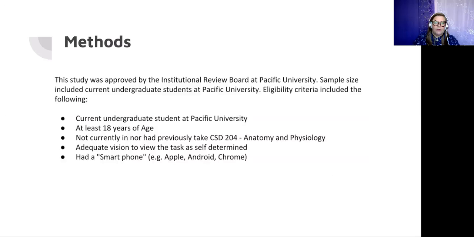So this study was approved by the Institutional Review Board at Pacific University, and our sample size included undergrad students at Pacific University, and their eligibility meant that they had to be a current undergrad at Pacific, they had to be 18 years or older, and they had to not have previously taken an anatomy and physiology course specific to communication and science disorders, and they had to have adequate vision to view the task, and they had to have a smartphone.